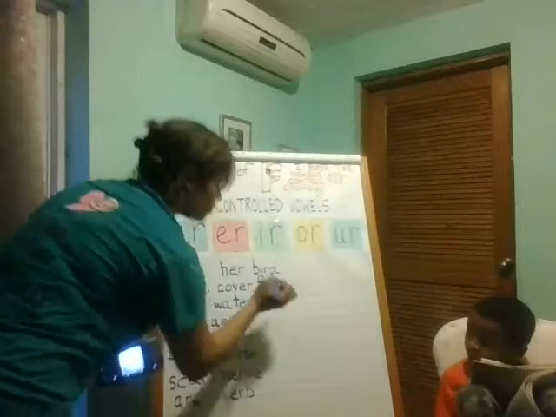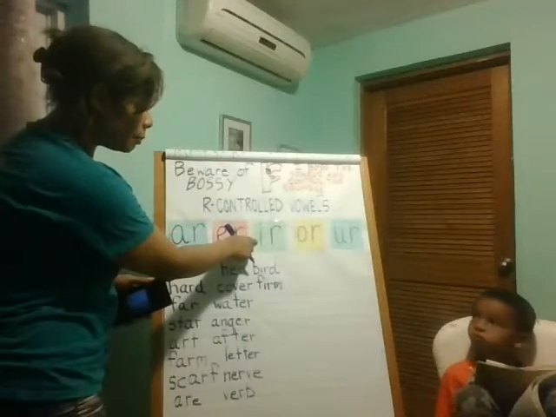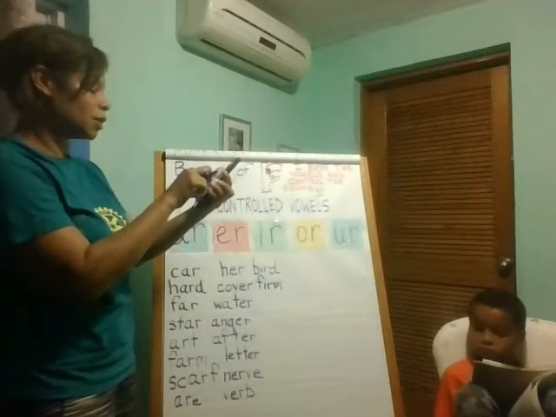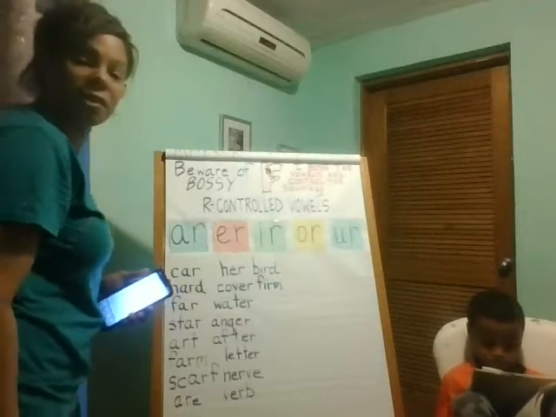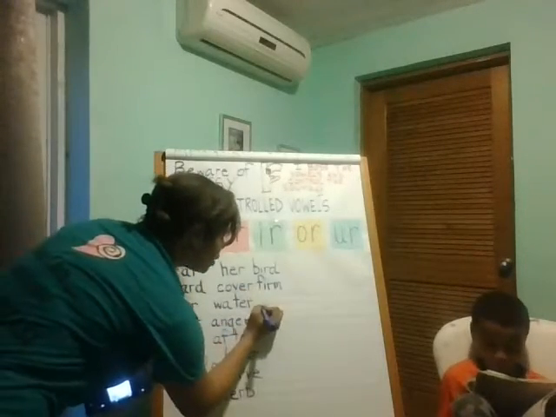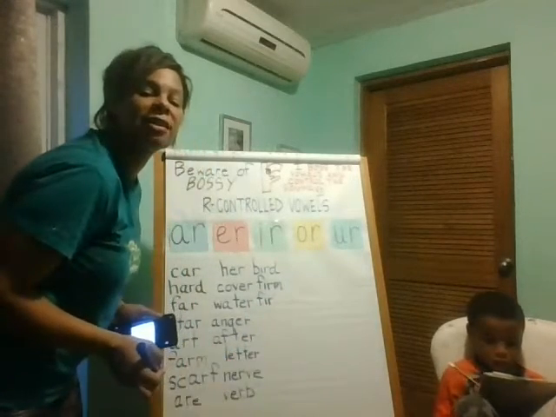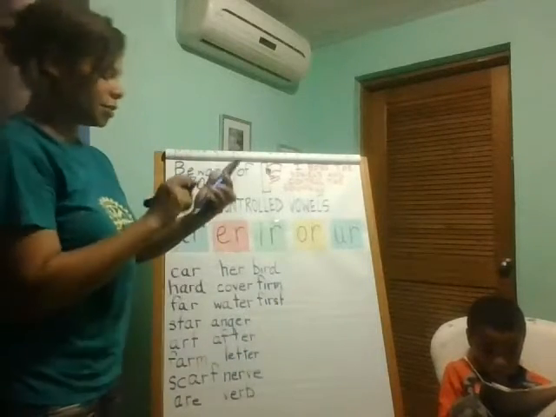F-I-R-M. So these are tricky, but you have a little hint because you know which vowel pattern we're working with. So it has to have an IR in it, in these words. Next, first. He came first in the race. First. F-I-R. First. S-T. First.